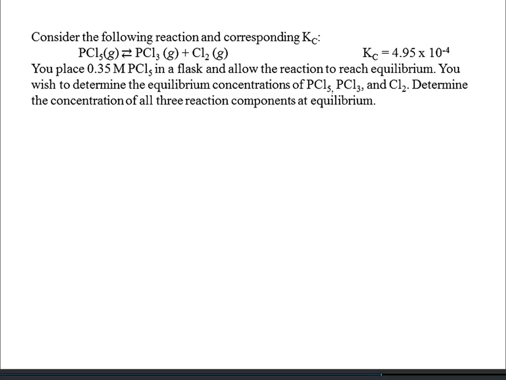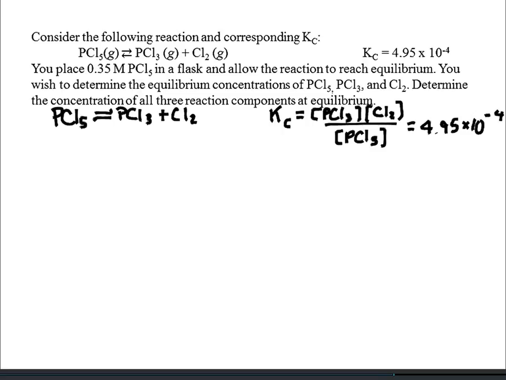We're given initial concentrations. The reaction vessel is allowed to reach equilibrium. And then you're supposed to determine the equilibrium concentrations of all 3 reaction components. And we're given the value for K. So we have the reaction equation here on the left. We have the equilibrium constant expression on the right.